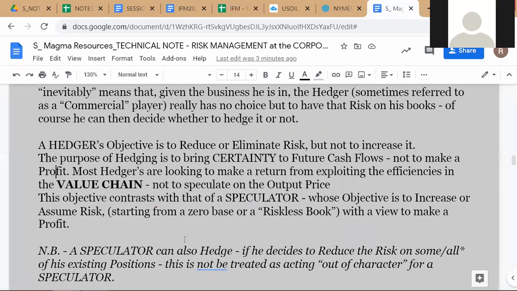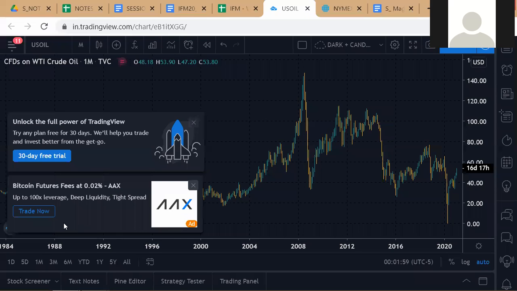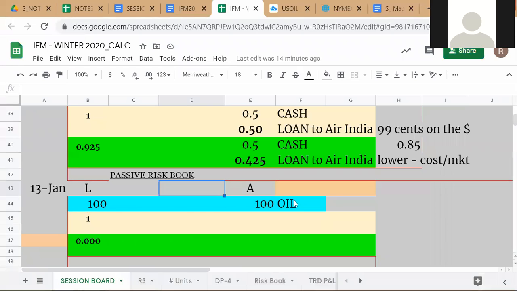So let's change this language a little bit. What is Saudi Aramco's business? They are basically trying to make a return from exploiting the efficiencies in the value chain and monetizing them. What is the value chain in the case of Saudi Aramco? It's going to be that entire oil market process.